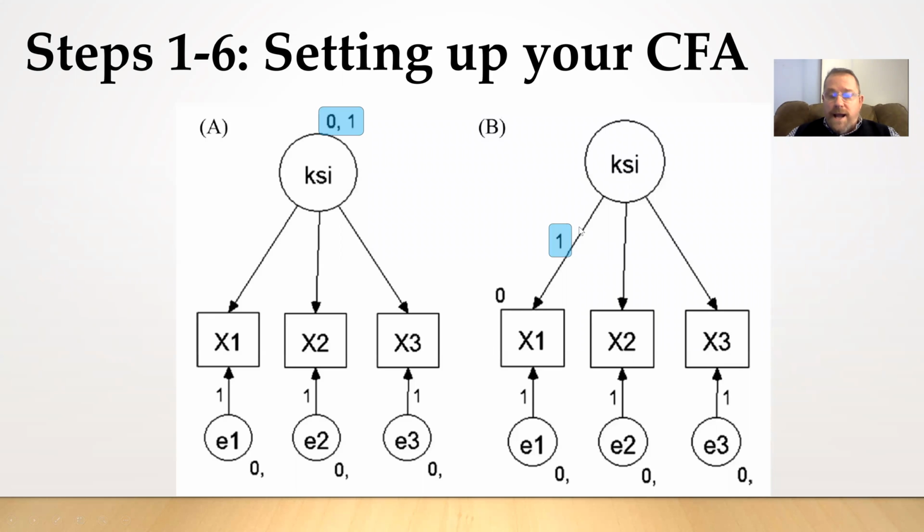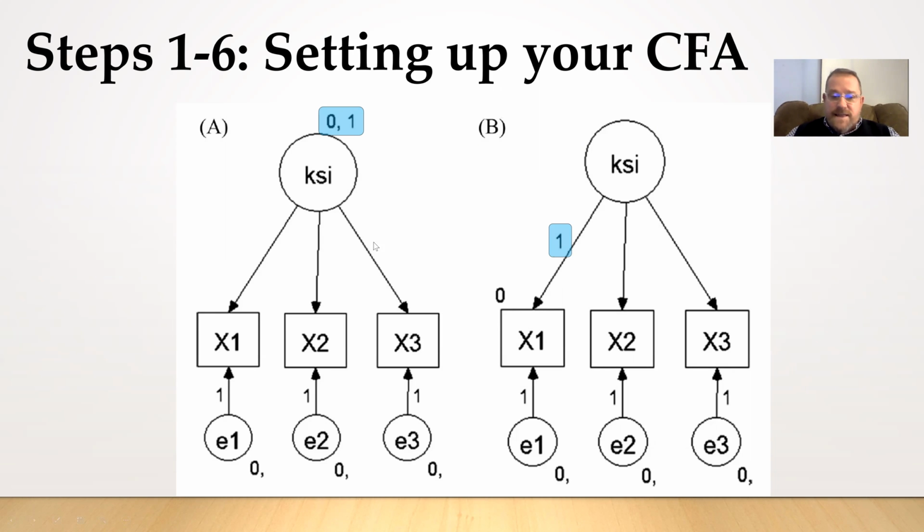So what Mplus defaults to is this panel B, where the very first variable that is assigned to that latent variable, the path to it is set to 1, and the intercept for that item is set to 0. And by doing that, you then set the scale of this latent variable. So Mplus defaults to that, and for many analyses, that's perfectly fine.